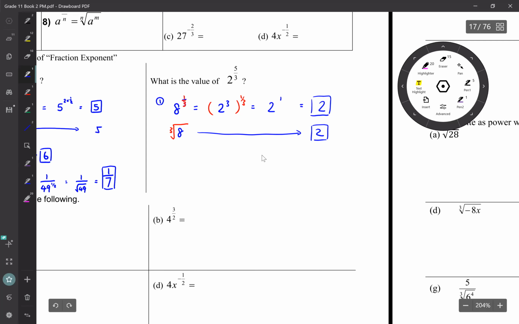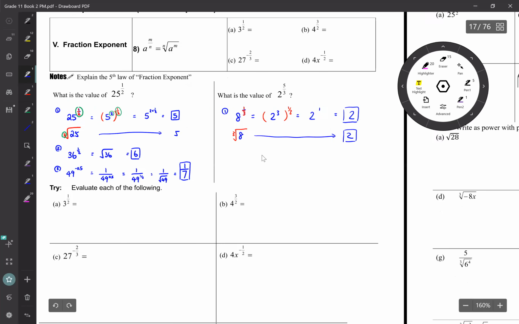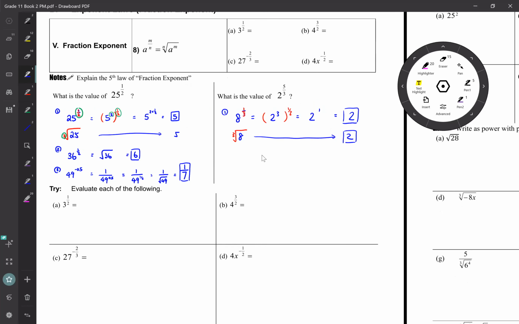So from this example, you know that if it's 1 over 2, it's a square root. If it's a 1 over 3, it's a cube root, right? So the denominator represents the kind of root that you can have. So now if we combine with something else, let's say we look at the question now, the 2 to the 5 over 3, okay?